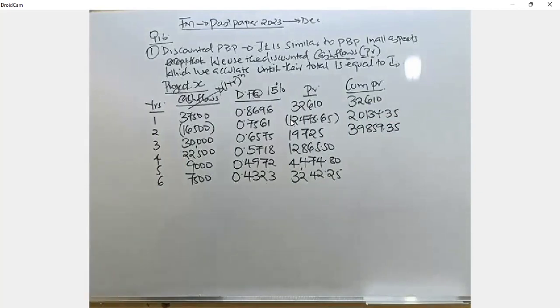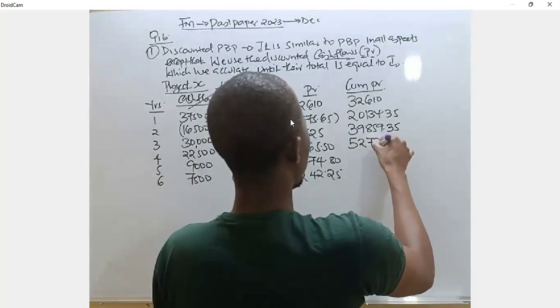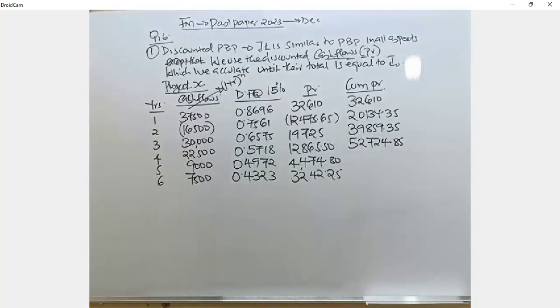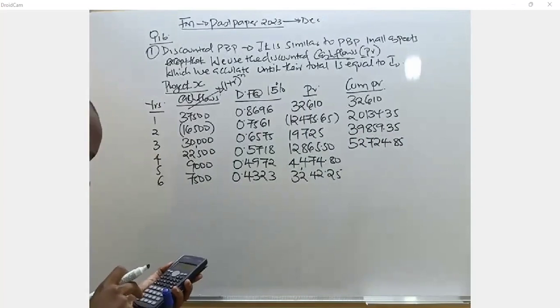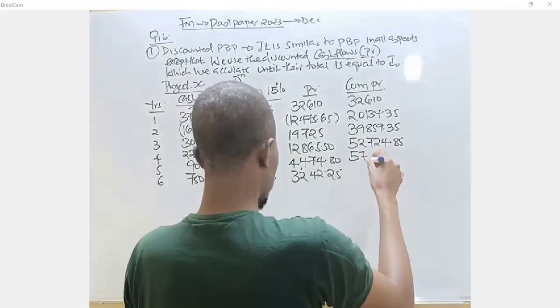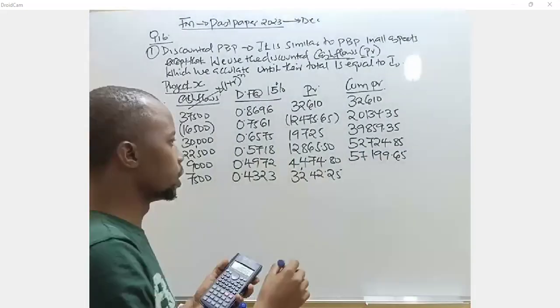Then we also look at the initial outlay. The initial outlay we have said is 57,750. So if I add 12,865.50, how much am I getting? I'm getting 52,724.85. I'm here to hit the requirement of our initial outlay, which we have said is 57,750. Let me check what if I add the present value of year 5, 4,474.80. You're getting 57,199.65. We have not yet reached 57,750, which is the one that you're supposed to be getting here.